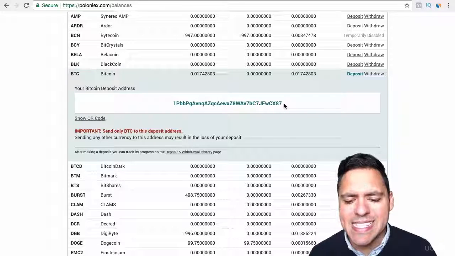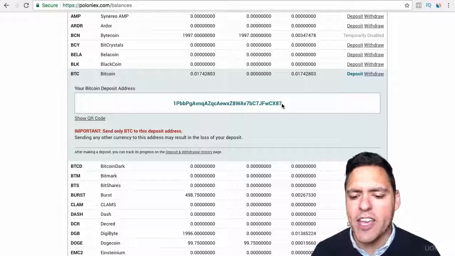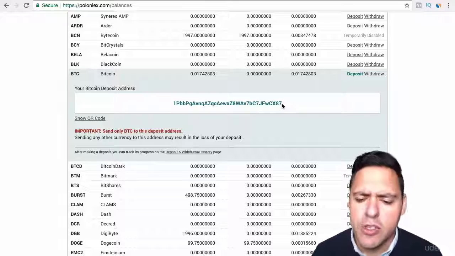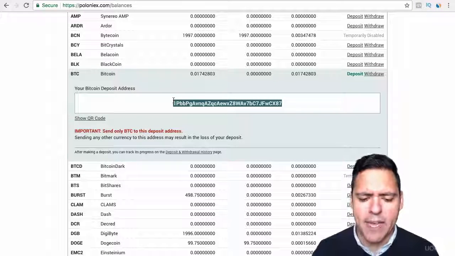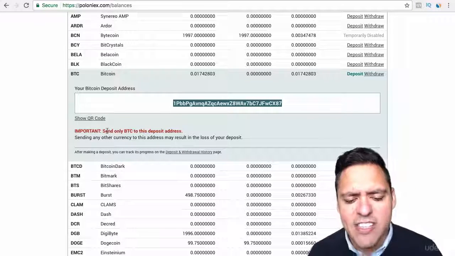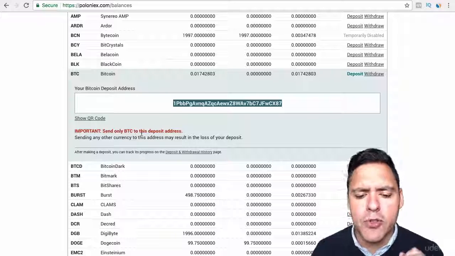Then it's going to give you a deposit address. You just need to highlight that and copy it. And what it says here is, send only Bitcoin to this deposit address.